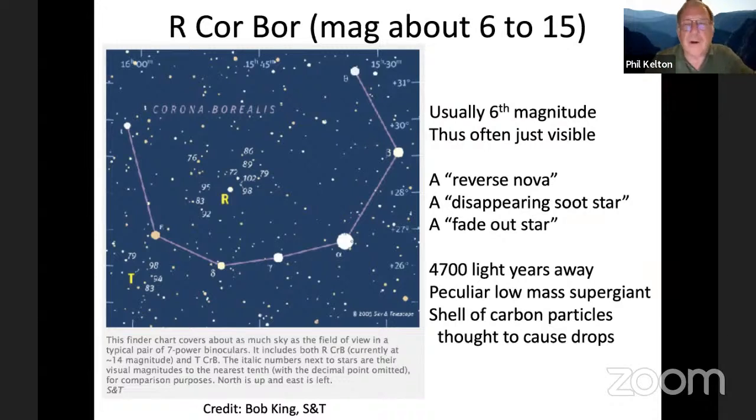What it's called is a reverse nova, and it's believed there's a cloud of dust around the star that sometimes makes it fade out to a very faint magnitude. So it's a disappearing star. It's almost 5,000 light years away, and it's believed to have this shell of carbon particles and a sooty nature, which cause these magnitude drops.